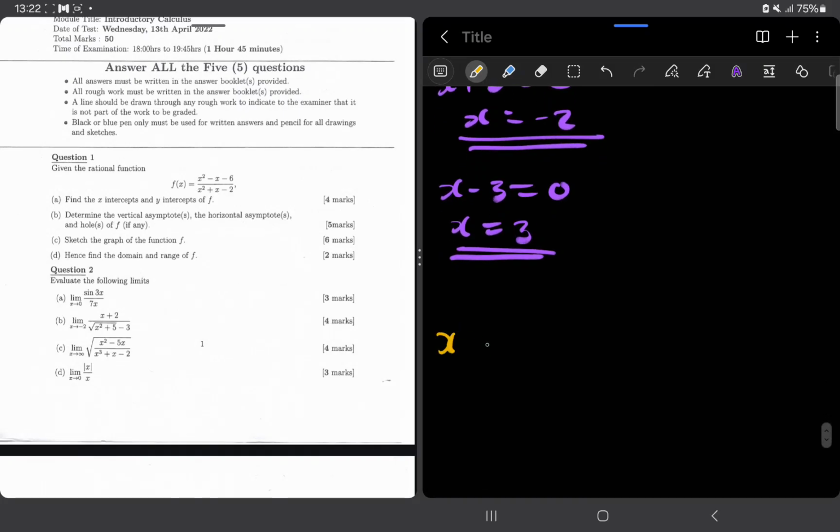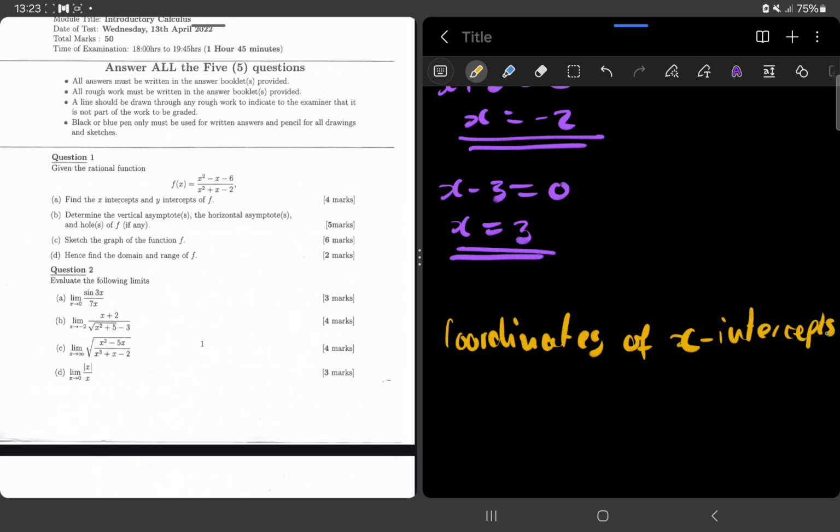So you can say x-intercepts, or you can say coordinates of x-intercepts. We want them as coordinates. Coordinates of x-intercepts are: minus 2 in the x and 0 in the y, and the other one is 3 in the x and 0 in the y. Here are the coordinates of the intercepts, and you'd be done.